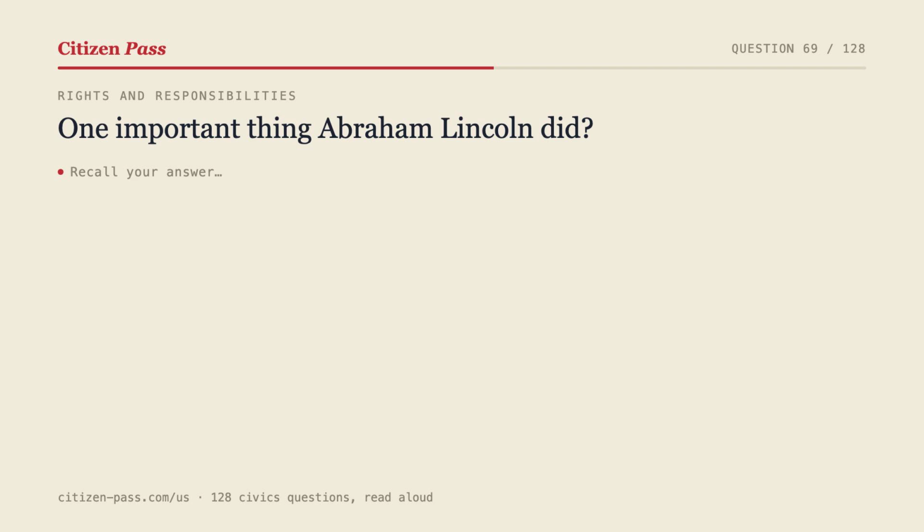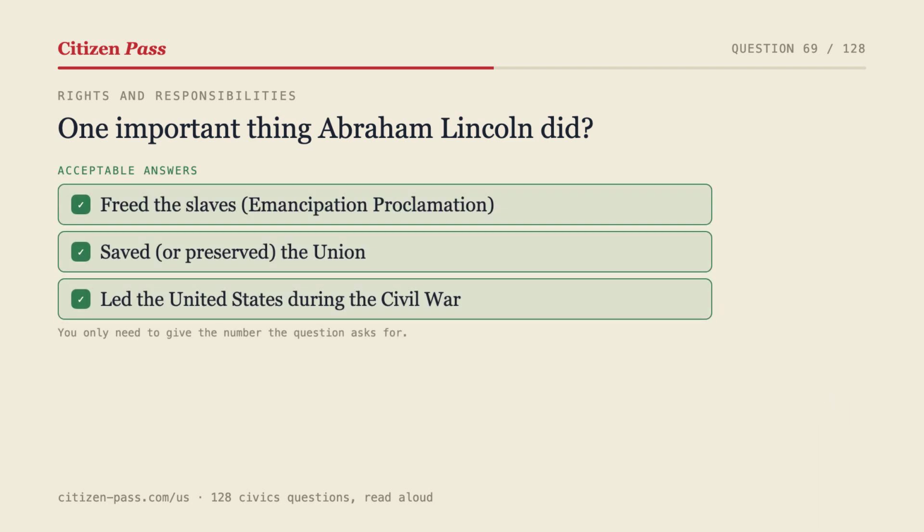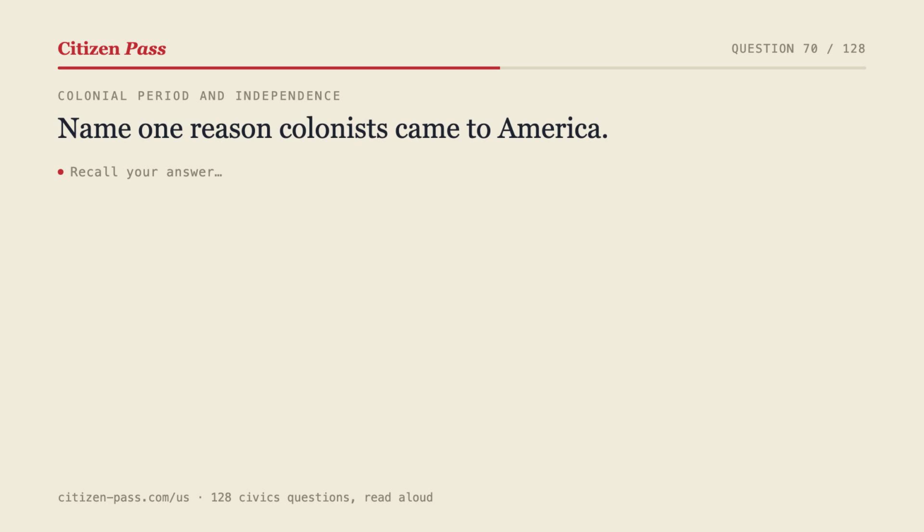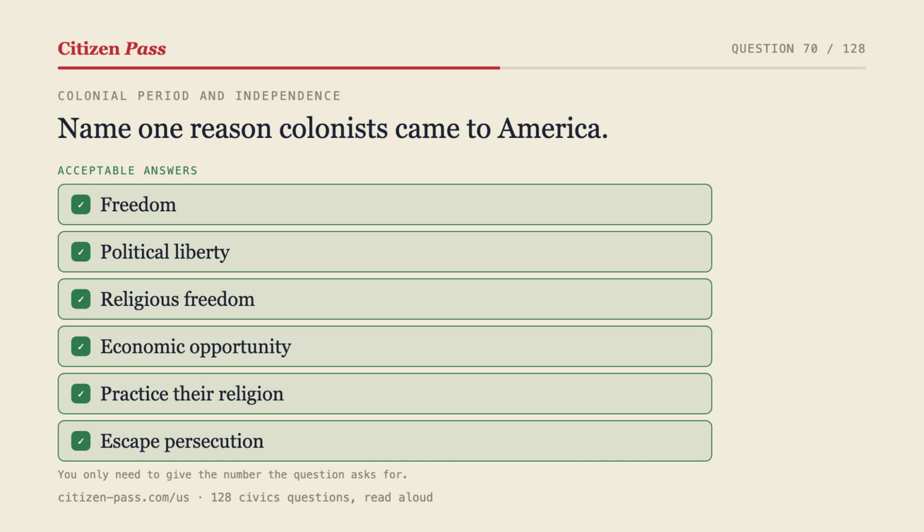One important thing Abraham Lincoln did. Acceptable answers include freed the slaves, Emancipation Proclamation, saved or preserved the Union, or led the United States during the Civil War. Name one reason colonists came to America. Acceptable answers include freedom, political liberty, religious freedom, economic opportunity, or practice their religion.